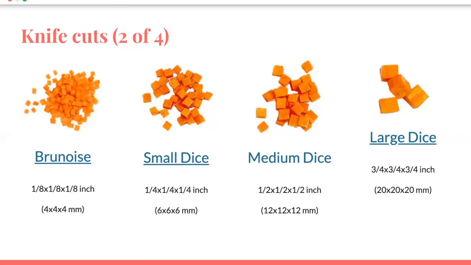And the last dice is large dice. Large dice is a culinary knife cut measuring 3/4 inch by 3/4 inch by 3/4 inch. This square cut is most often used for vegetables like potato and sometimes fruit such as watermelon.